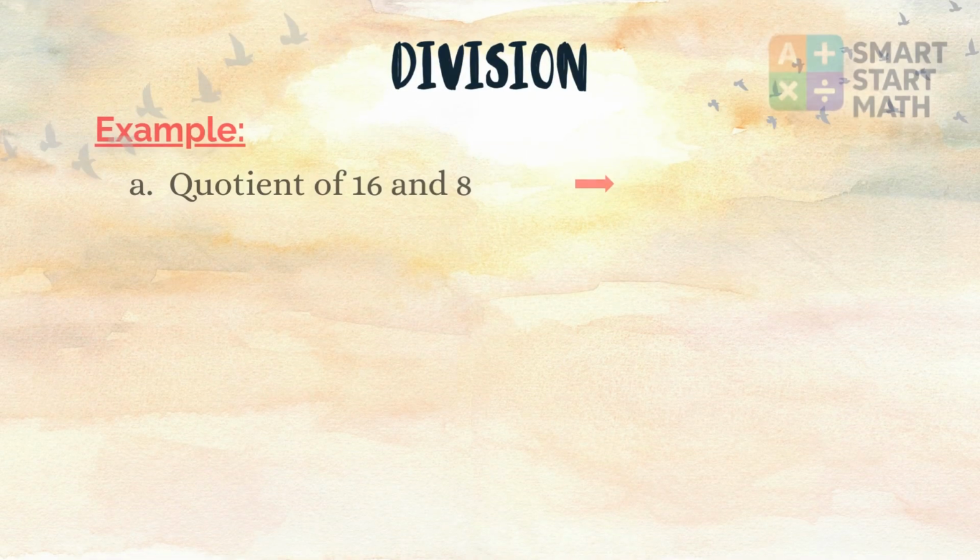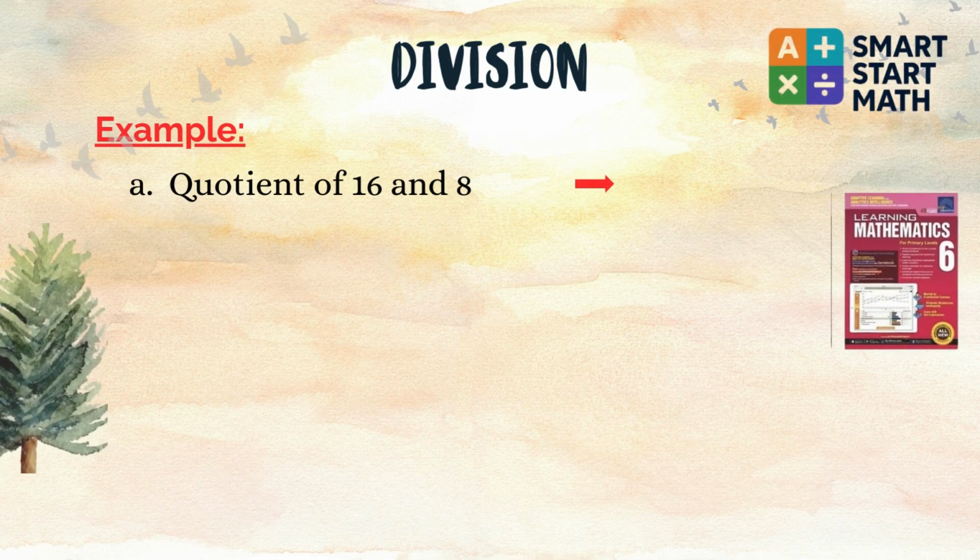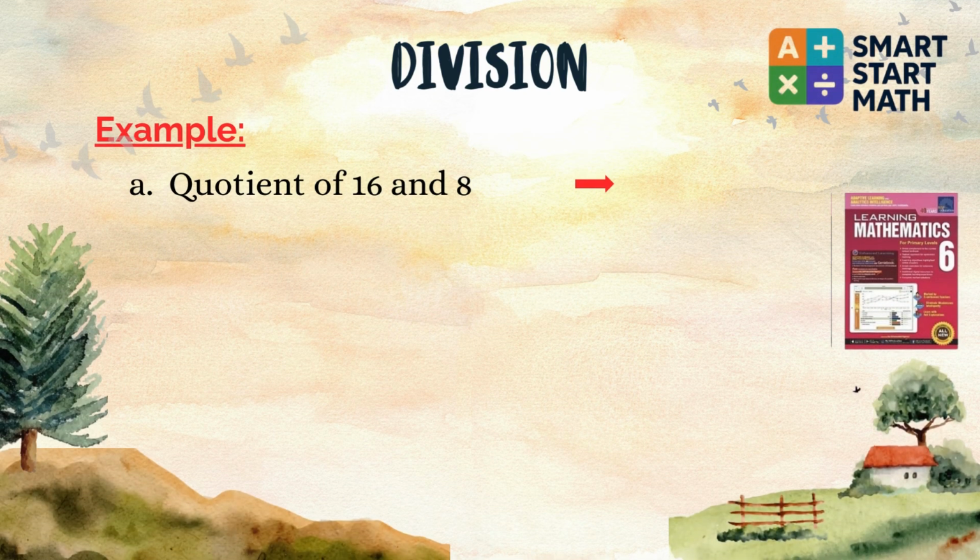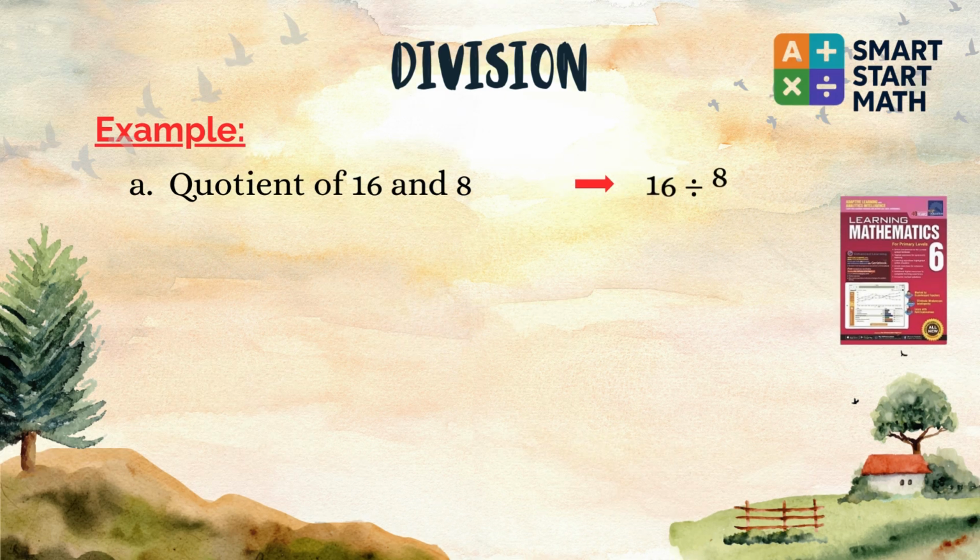Now, let's see how to form algebraic expressions using division. In example A, we need to find the quotient of 16 and 8. Since quotient means the answer to a division, we take 16 divided by 8, which equals 2. So, the answer to example A is 2.